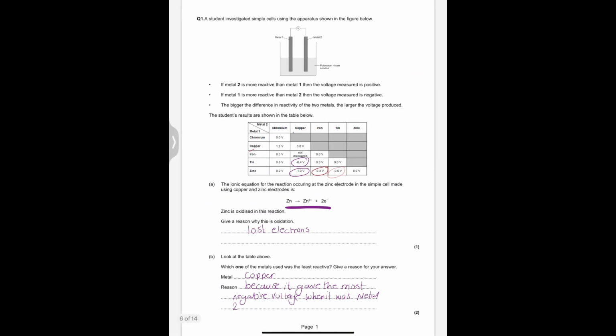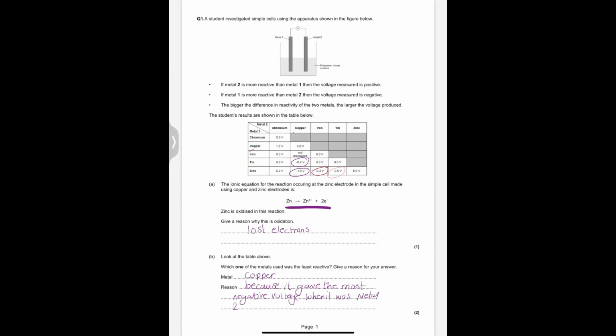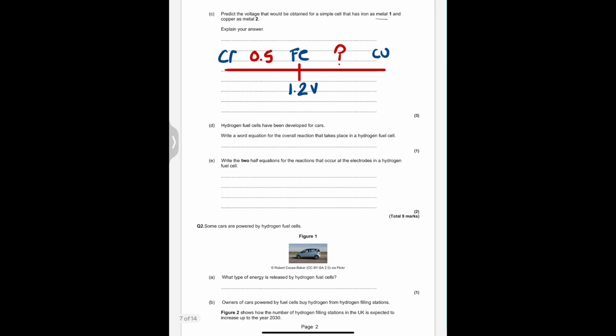So it says over here, we can see that iron is metal 1, and it says here, if metal 1 is more reactive than metal 2, then the voltage measured is going to be negative. So it's definitely going to be a negative value. So just remember that part there. Right, okay. So what I'm going to do is I will go through the answer with you step by step. Now, we can see over here, we've got chromium, and we've got iron, and then we've got copper. Now, the voltage that is between chromium, let me just go into that part over here.